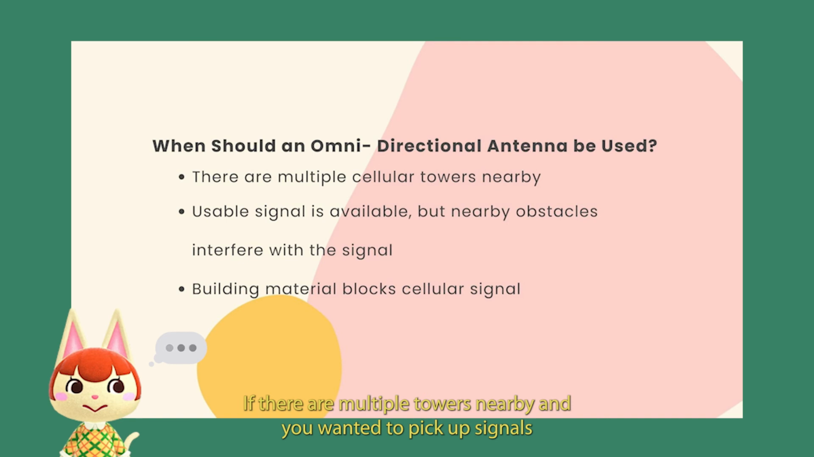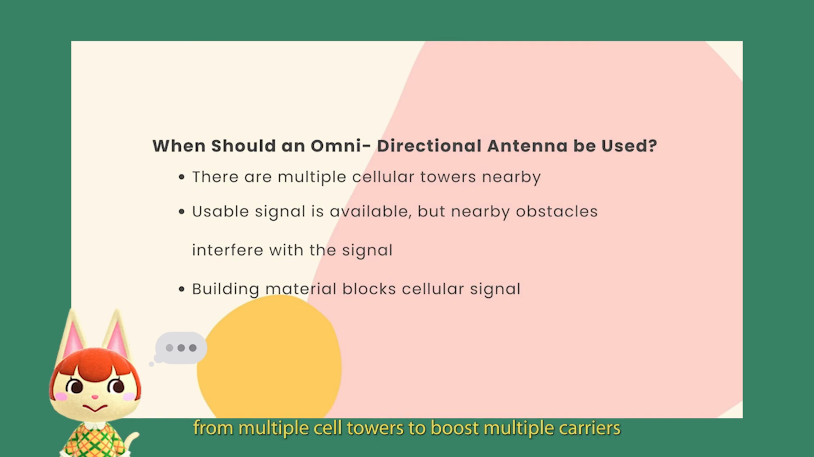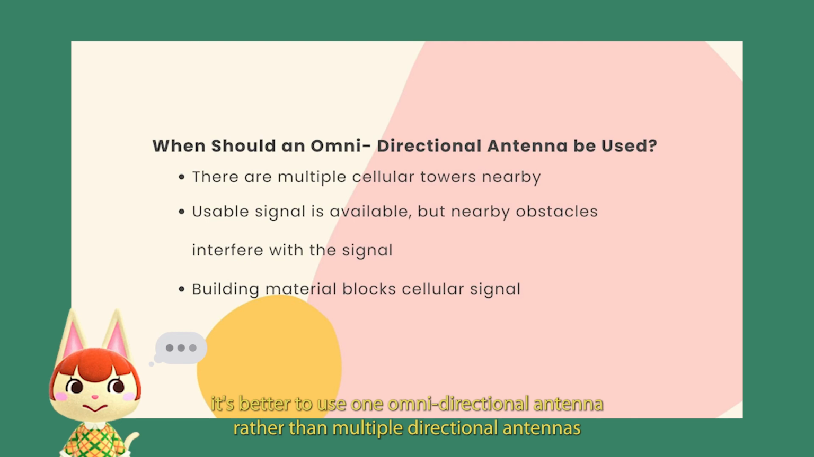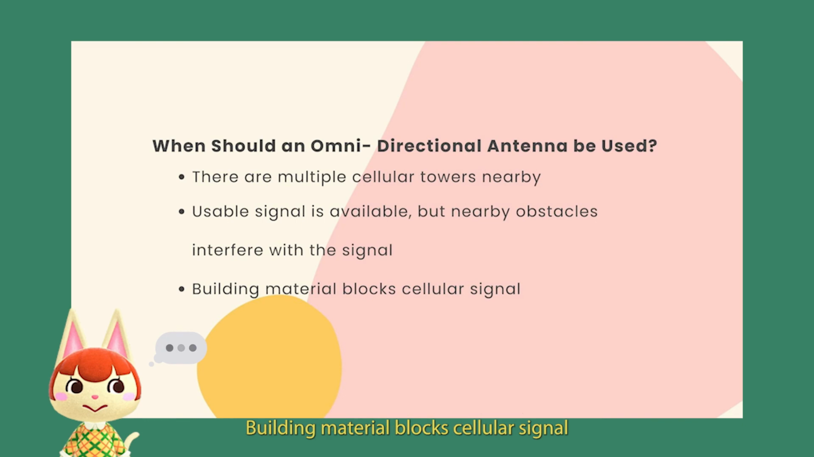If there are multiple towers nearby and you want to pick up signal from multiple cell towers to boost multiple carriers, it's better to use one omnidirectional antenna rather than multiple directional antennas, which, if not set up properly, can cause additional signal interference.